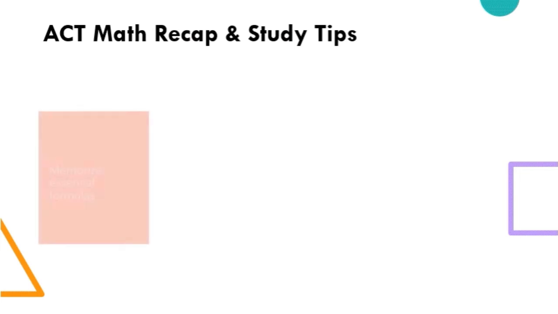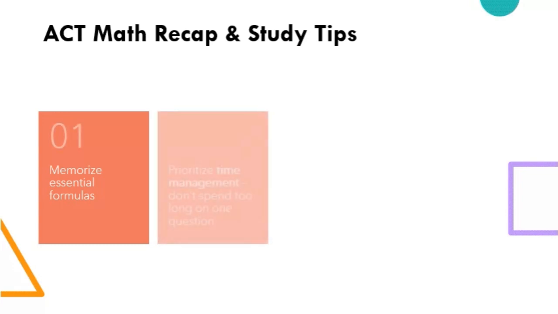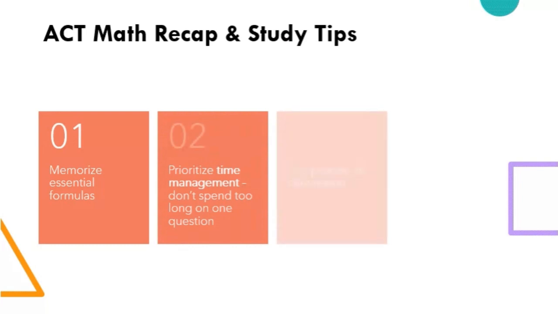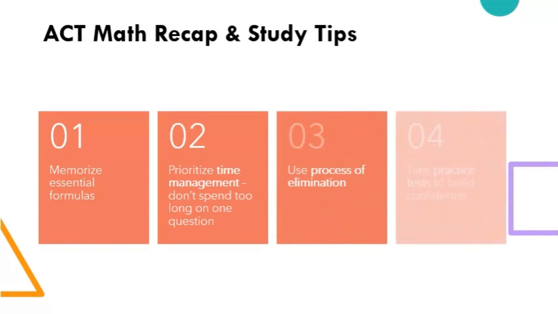Memorize essential formulas. The ACT doesn't give you a formula sheet, so you need to know the important ones, like the quadratic formula, distance formula, SOHCAHTOA, and area/volume formulas. Manage your time wisely. Don't get stuck on one tricky problem. Skip it and come back later if needed. The first 30 questions tend to be easier, so move quickly to save time for the harder ones at the end. Use process of elimination. If you're stuck, cross out answer choices that don't make sense. Plugging in answer choices, especially on algebra problems, can save you time.